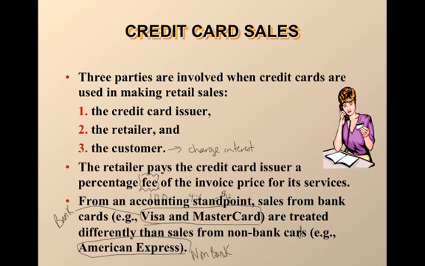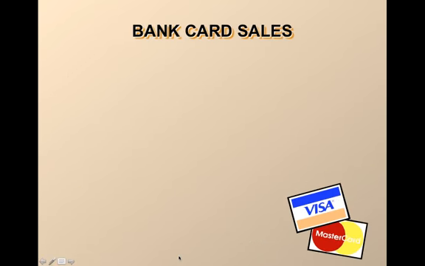And I don't want you to get this confused with bank cards like your Interac card that you would use to take money out of your bank account. We're talking about bank credit cards and non-bank credit cards. So Visa and MasterCards are usually given to you by Scotiabank, Royal Bank, Bank of Montreal, and American Express is its own company. So again, when I say bank card sales, we're talking about Visa and MasterCard. So these are the bank credit cards.